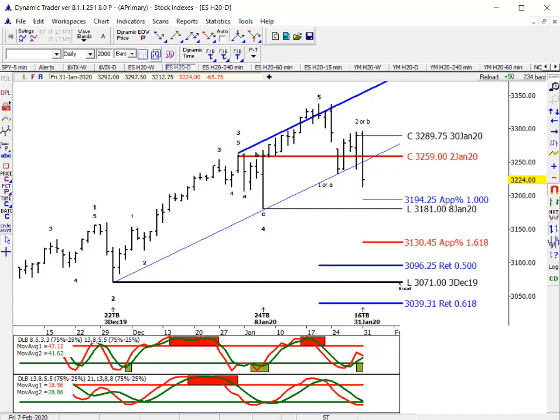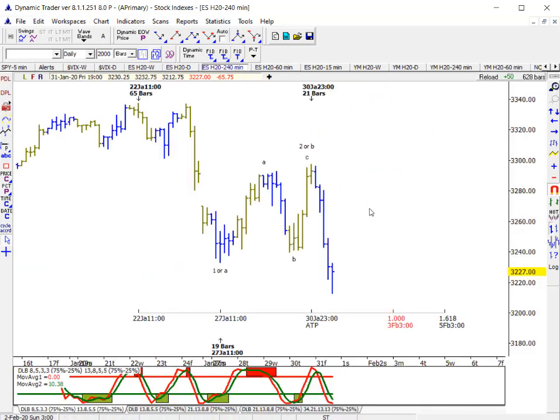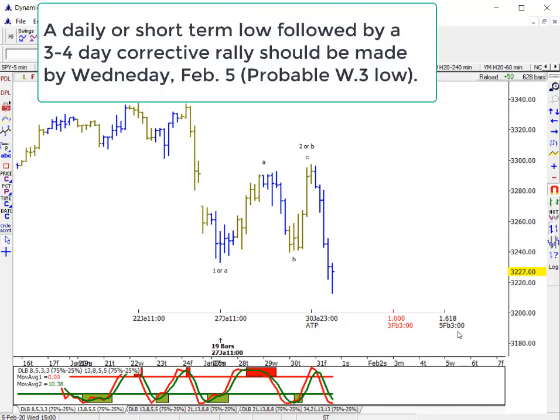If we exceed that area, and we'll talk about that in the weeks to come, then we're in a much higher time frame bear trend. Here's the 240-minute data. Just a quick look at that. The 100% alternate time projection is Monday, the 3rd, and the 162% alternate time projection is Wednesday, the 5th. So we should complete a daily low by Wednesday, the 5th.